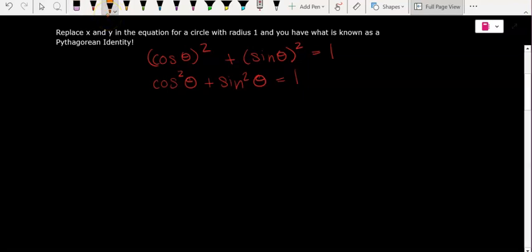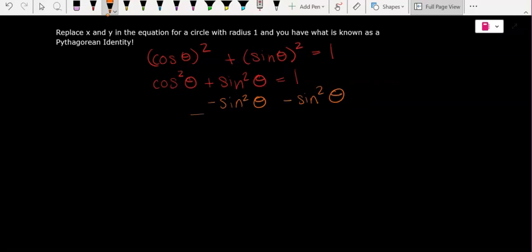So the very first thing that I could do is I could go ahead and solve this equation for cosine. So if I did that, that means that I'm getting cosine by itself, and I should say cosine squared. So that just means instead that I'm going to rewrite this by getting that sine squared over to the other side. And so now I have cosine squared theta is equal to 1 minus sine squared theta.